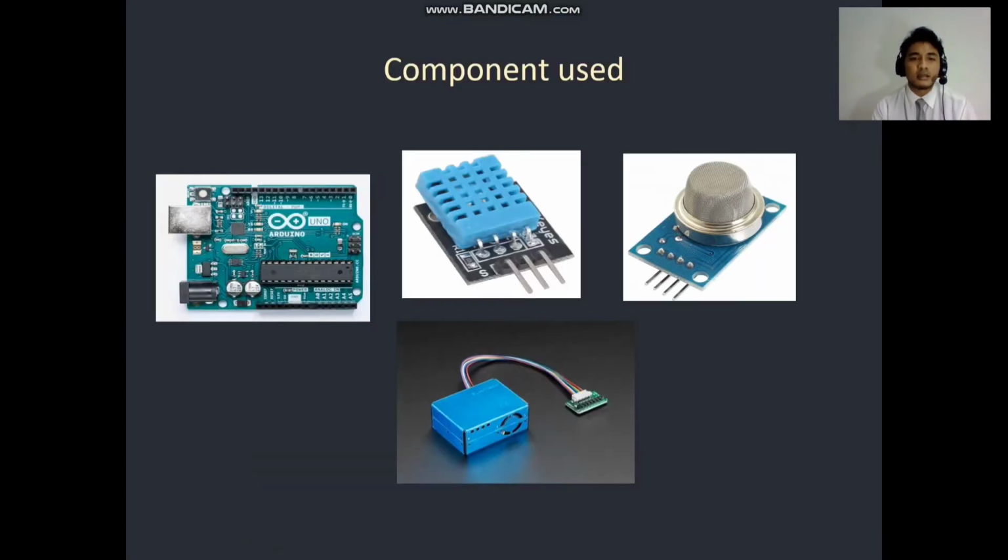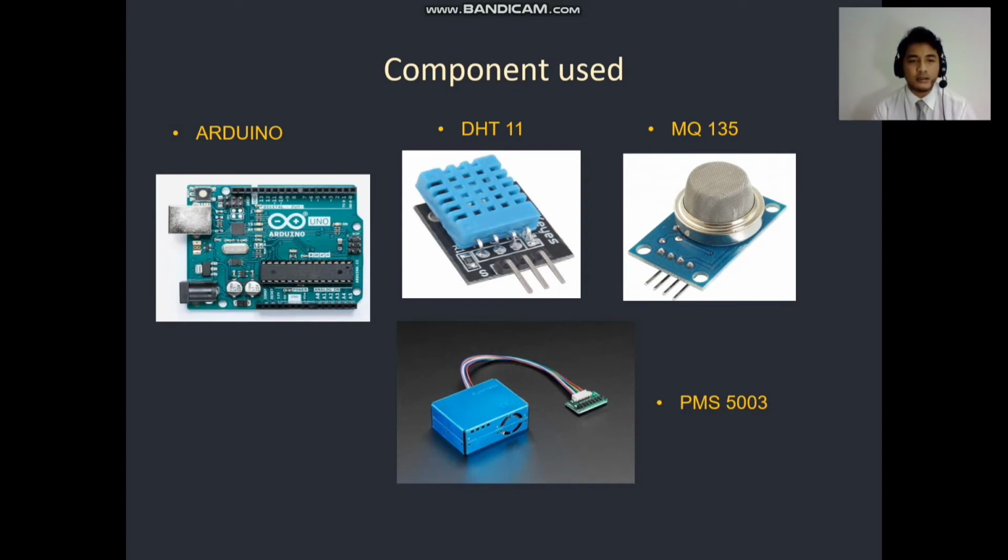This is the purpose. These are the components used in this project: Arduino Uno, the DHT11 sensor, the MQ135 sensor, and the PMS 5003 sensor. The DHT11 is the temperature and humidity sensor, MQ135 is the gas sensor, and PMS 5003 is the PM2.5 and PM10 sensor.